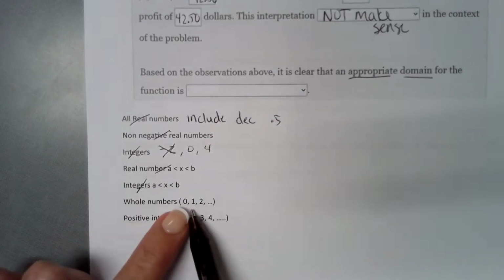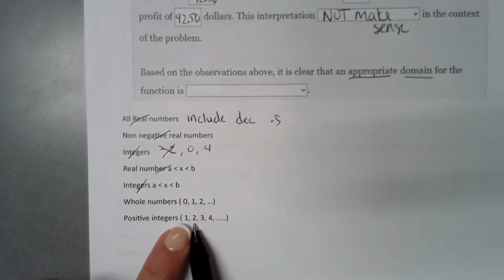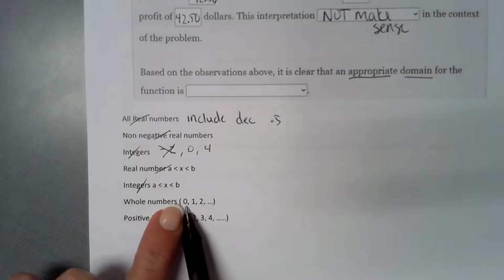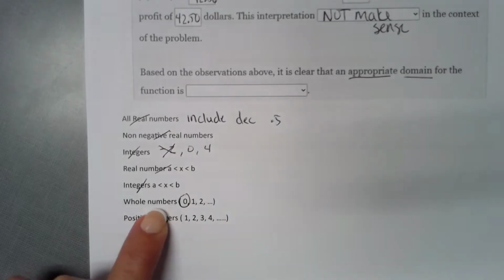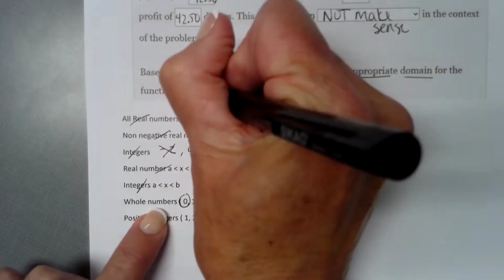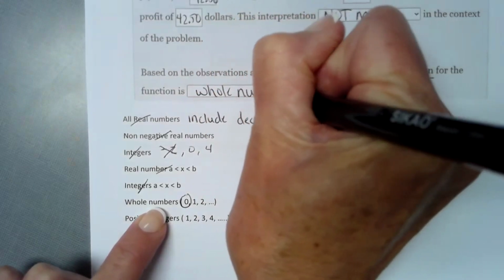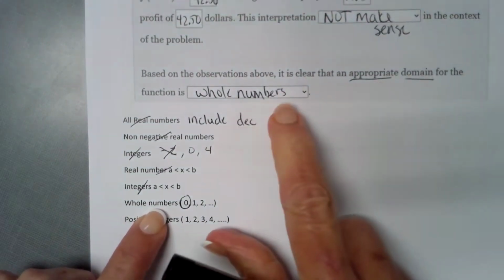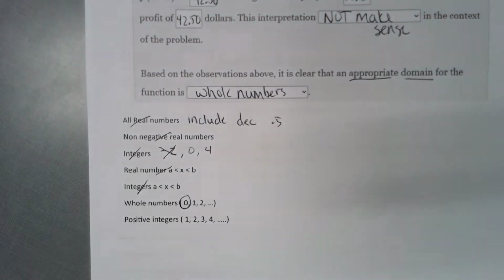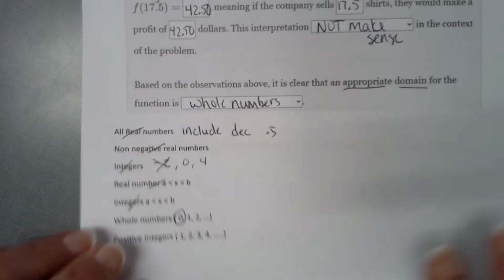So whole numbers, remember, include a 0. Positive integers start at 1. Those are like your counting numbers. Well, keep in mind, can we sell 0 shirts? Sure we can. So whole numbers is the appropriate domain for this function. Okay? Okay. So let's go to the next one.